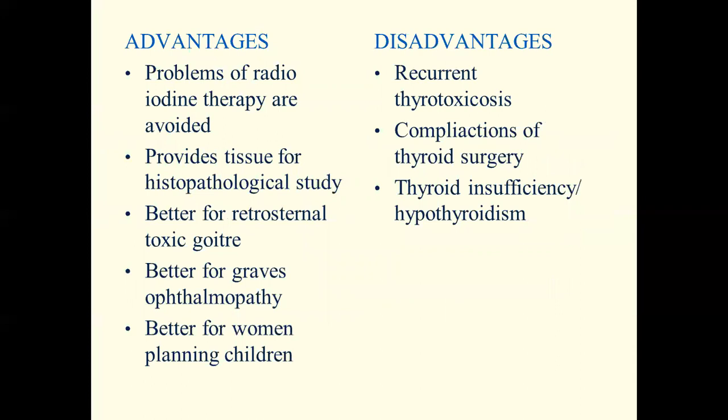The advantage of surgical therapy is that the problems of radioiodine therapy can be avoided. You can actually get tissue for histopathology study, and it usually shows better results for retrosternal toxic goiter, for those with Graves' ophthalmopathy, and for women who are planning children.